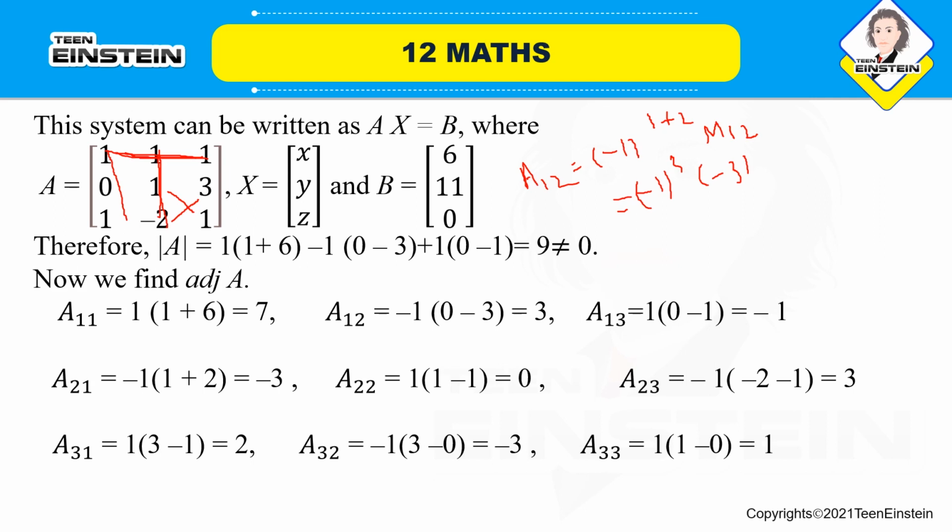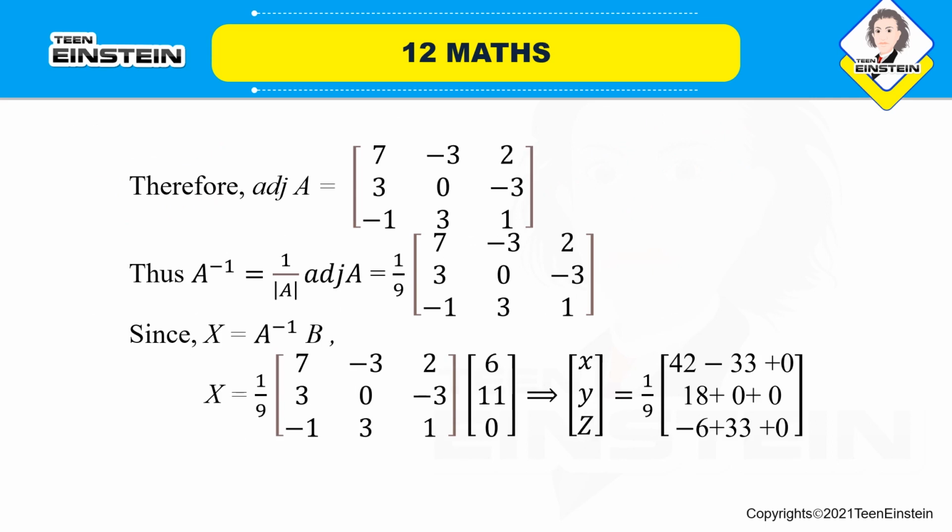Okay. Cofactor of small a32 is capital A32. For this we have minus sign. So, minus 1 into 3 minus 0, it is minus 3. Cofactor of small a33 is capital A33. For this we have positive sign. So, 1 into 1 minus 0, it is 1.